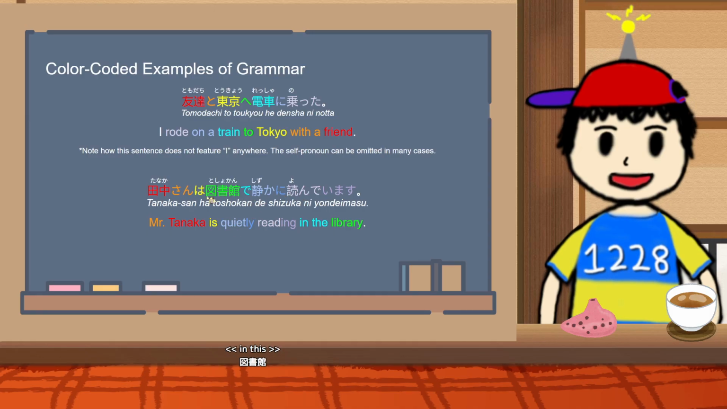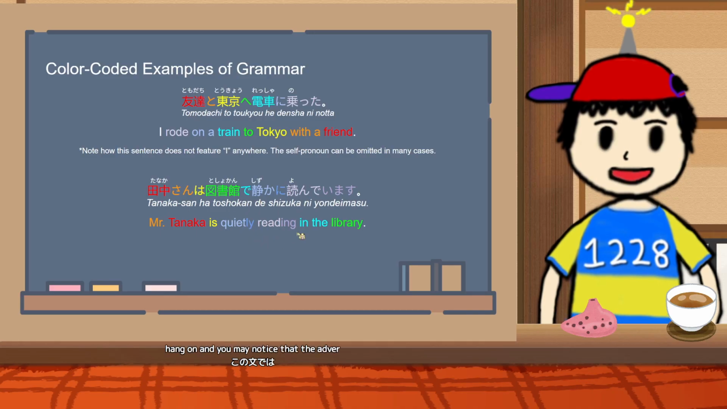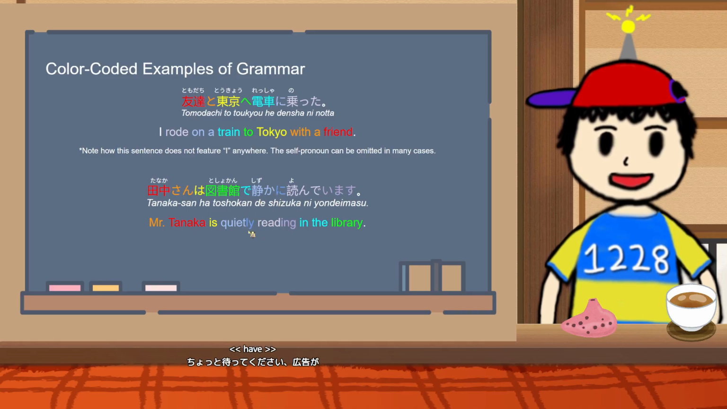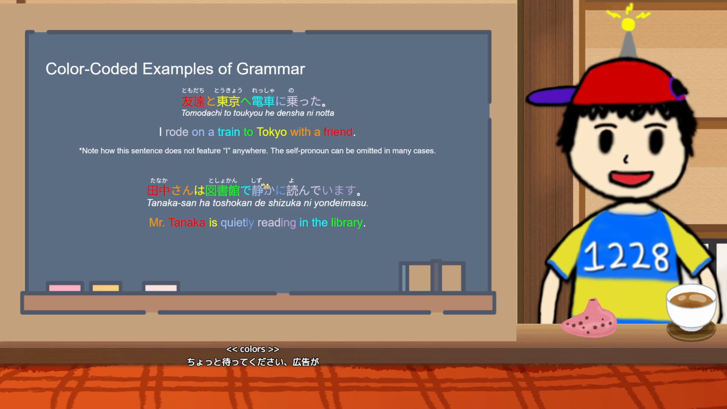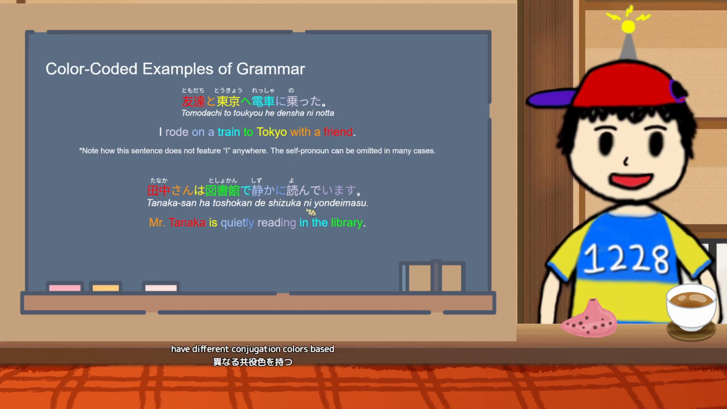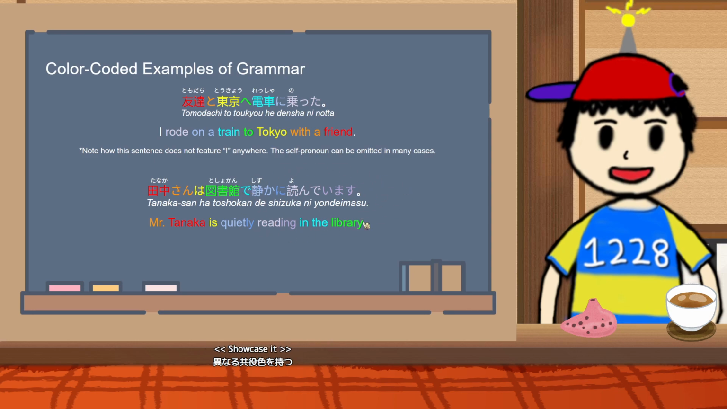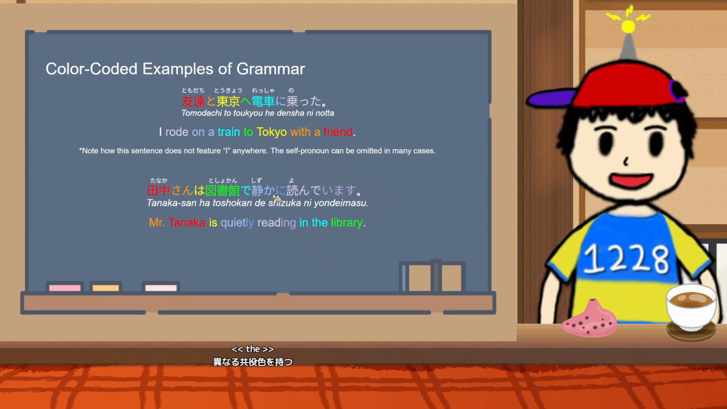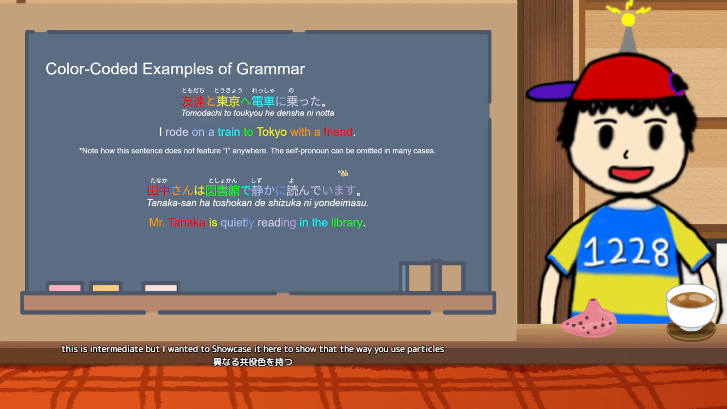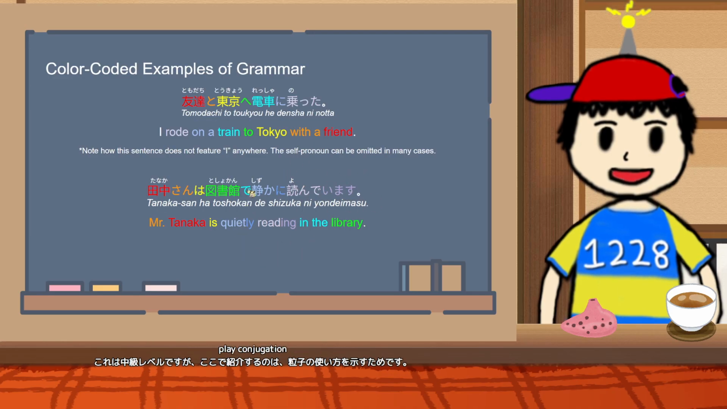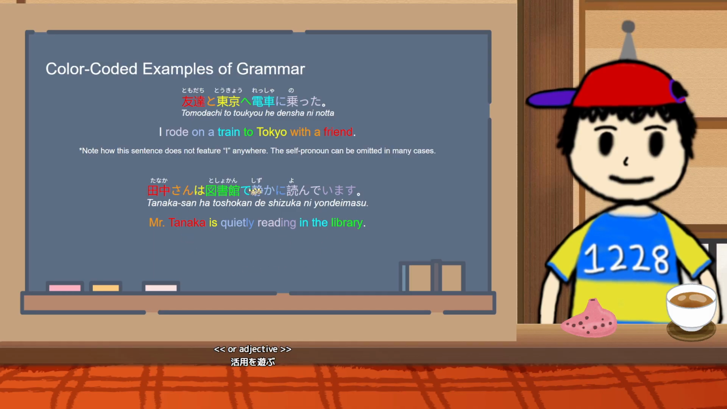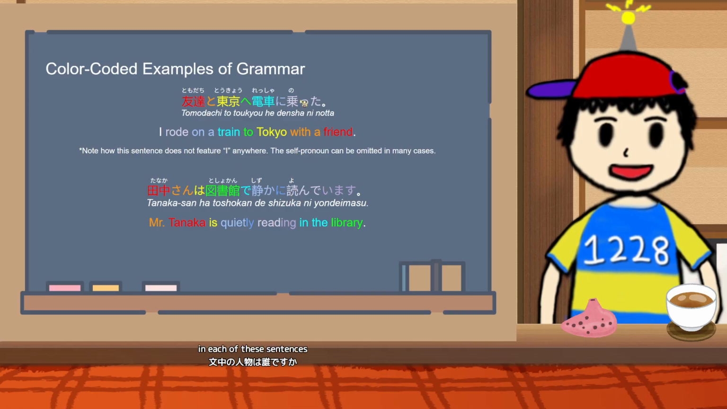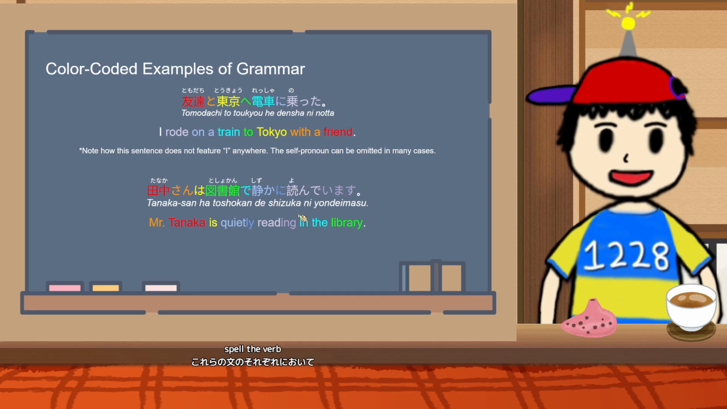In this sentence, there's a lot going on, and you may notice that the adverb and verb have different conjugation colors based on how they're being used. This is intermediate, but I wanted to showcase it here to show that the way you use particles and conjugation can affect how the verb or adjective is used in the sentence. I also want to point out, in each of these sentences, notice how the verb comes at the end.